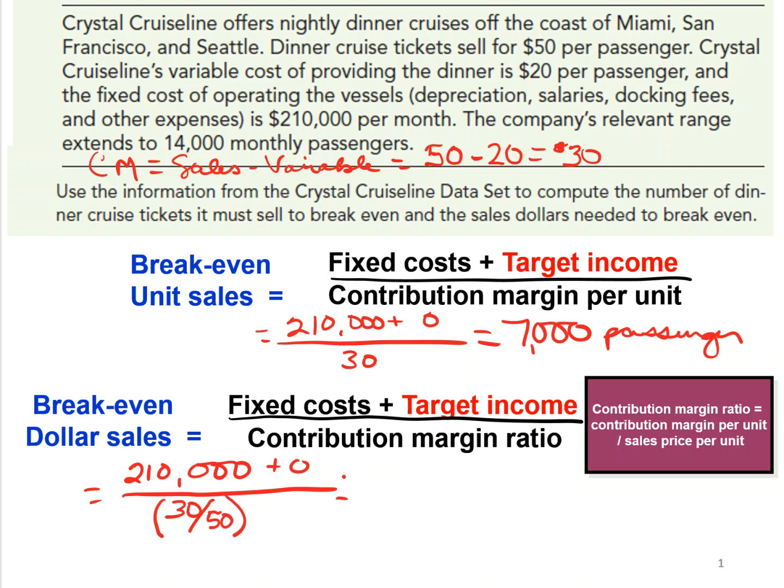Okay, so we know then this is going to be 210,000 divided by our contribution margin ratio, which happens to be 60% or 0.6. 210,000 divided by 0.6 means they need to bring in $350,000 worth of revenue in order to break even.